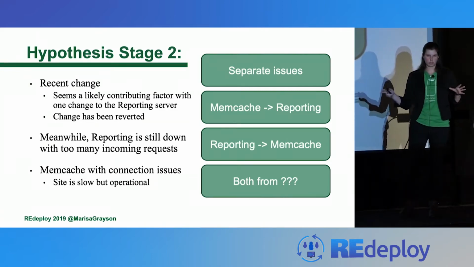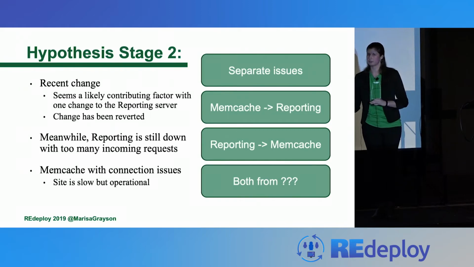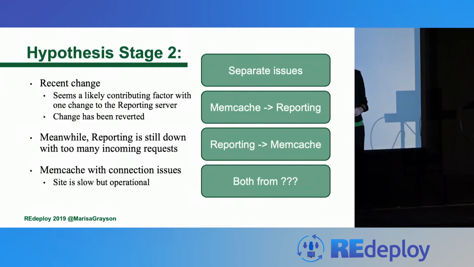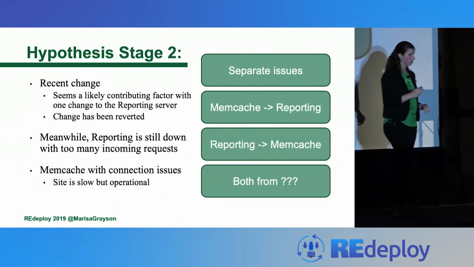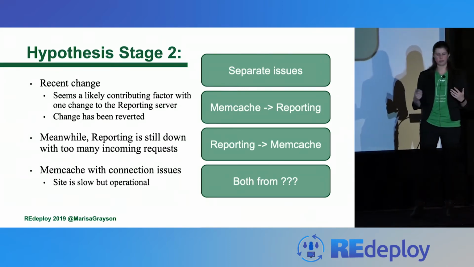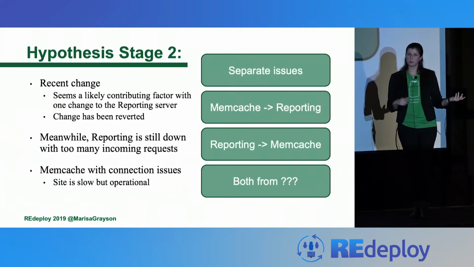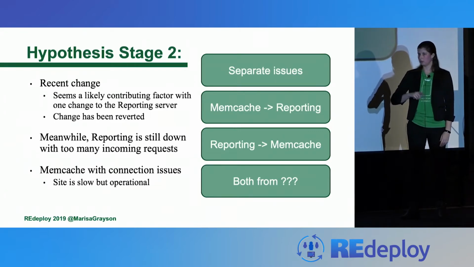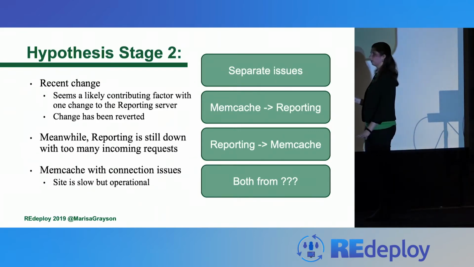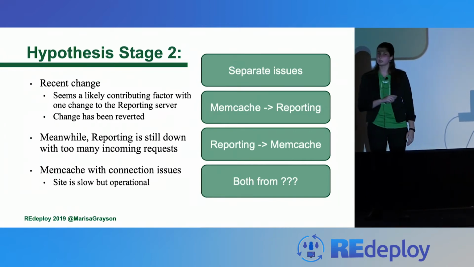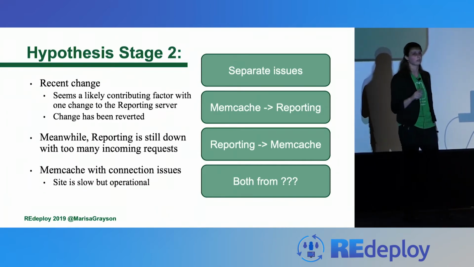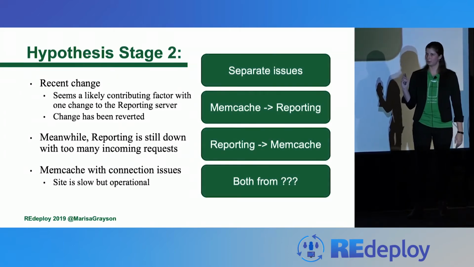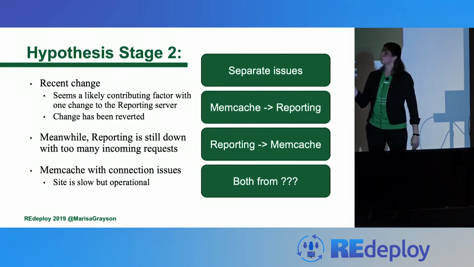All right, we got some more information. There's been the recent change. It seems like it's a likely factor in this problem because there was actually a change to the reporting server. There was something that was impacting it. We're still in the same state that the reporting server is down, but the engineer who made that change has now reverted it. So that change is now going back. We're still in the problem state and memcache is still down, but luckily our site is still operational, so nothing's really terrible yet. All right, so now we're going to see, have ideas changed?